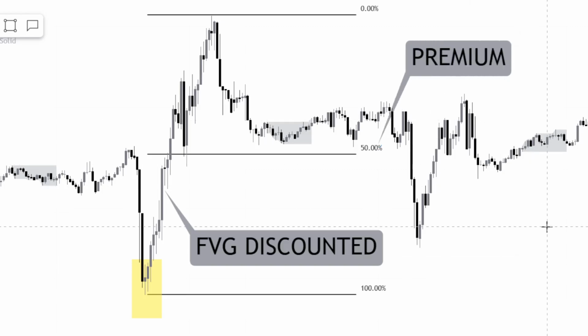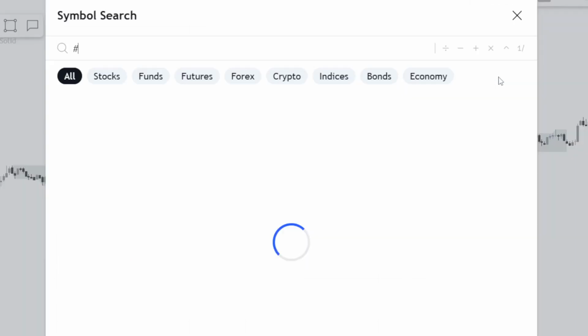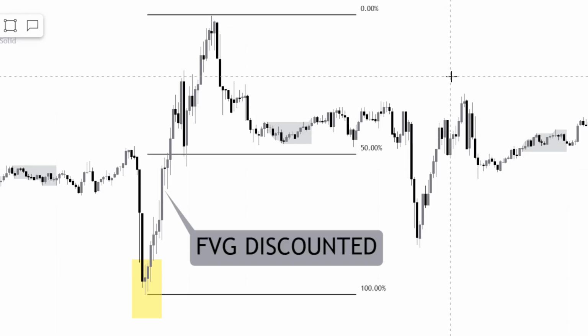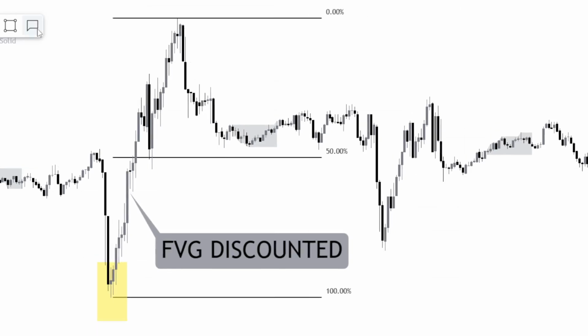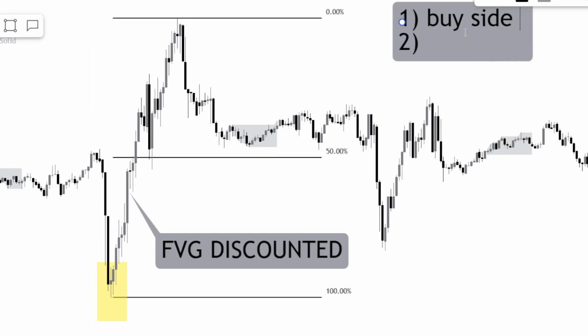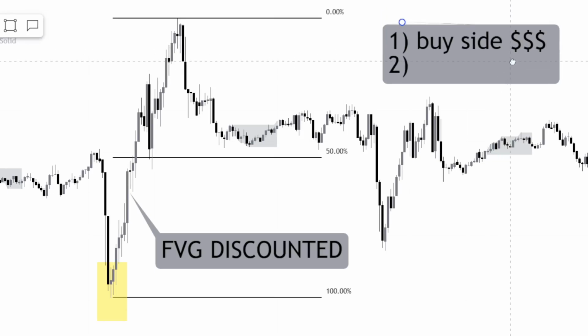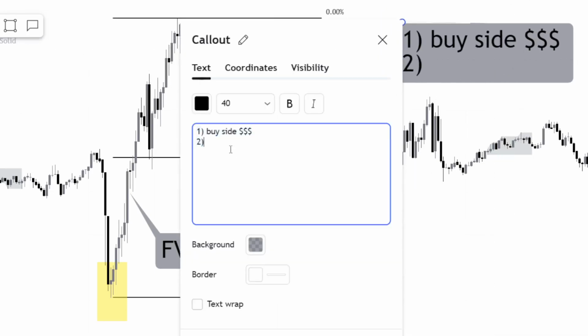And in the premium, we need to identify one thing that's happened, or two things actually. IPDA, the interbank price delivery algorithm, will move up for two reasons, and it will also move down for the same two reasons, right? The interbank price delivery algorithm moves up for two reasons. Reason one and reason two. The first reason is that it seeks buy side liquidity. That's the first reason. The second reason price moves up is to rebalance inefficiency, so it targets fair value gaps.